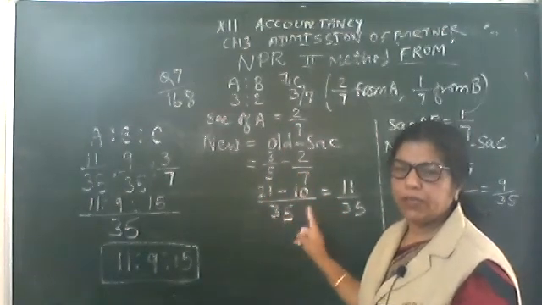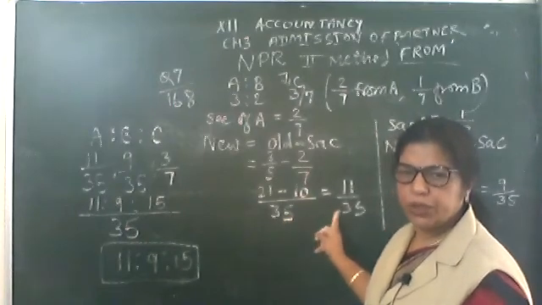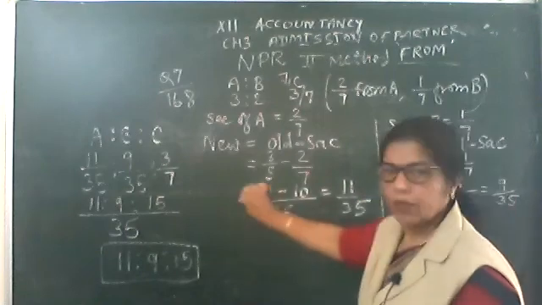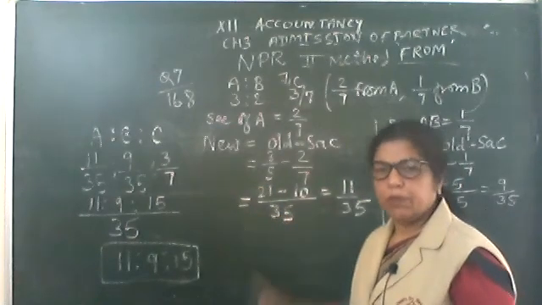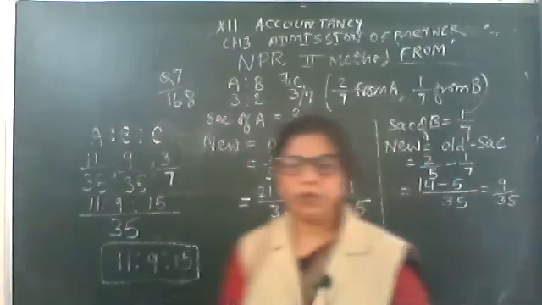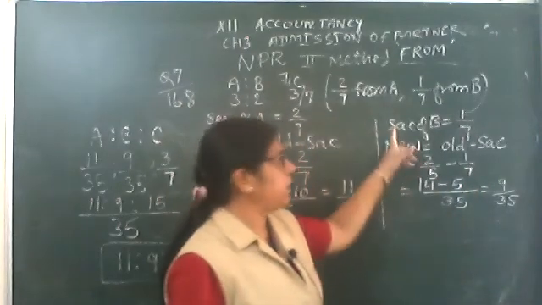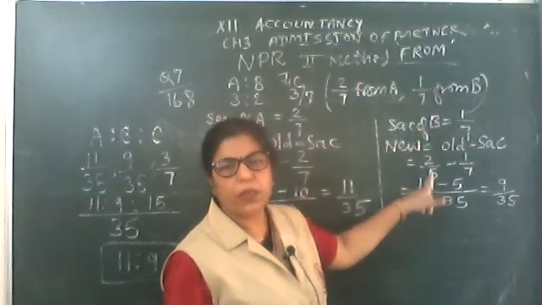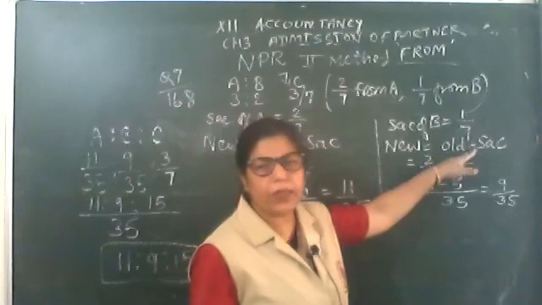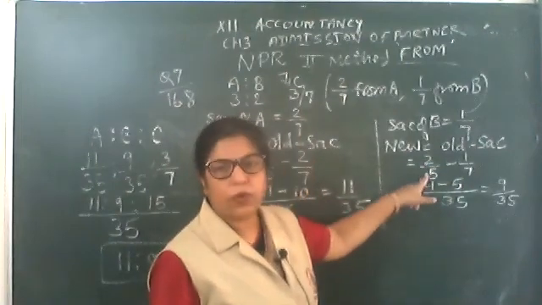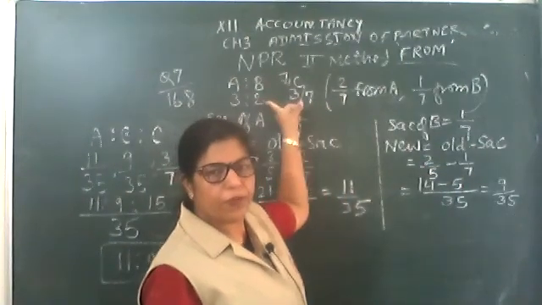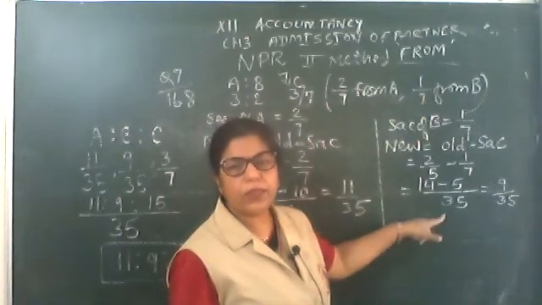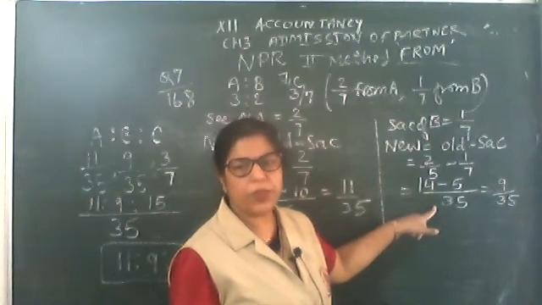And we calculate by taking the LCM. New ratio 11/35. In the same way, we have to calculate B's share. Sacrifice of B is 1/7. New ratio, old minus sacrifice. Old is 2/5. Sacrifice is 1/7. Then you will take the LCM and do it.